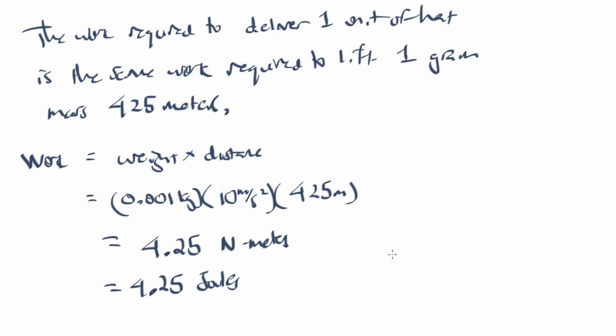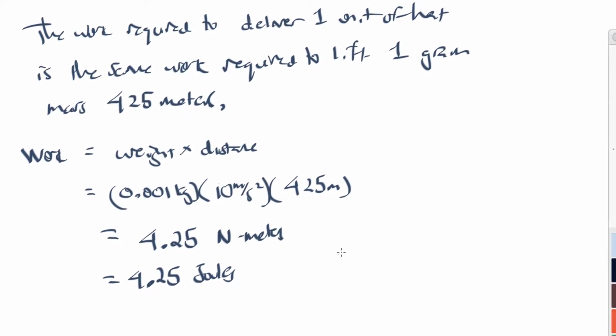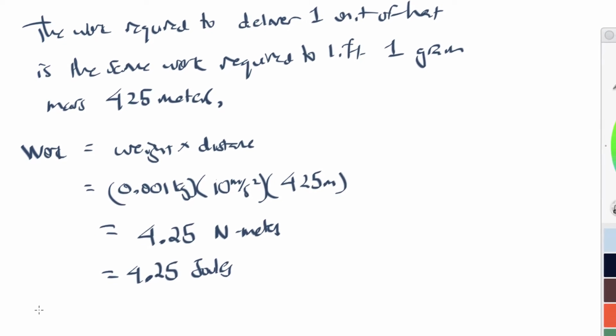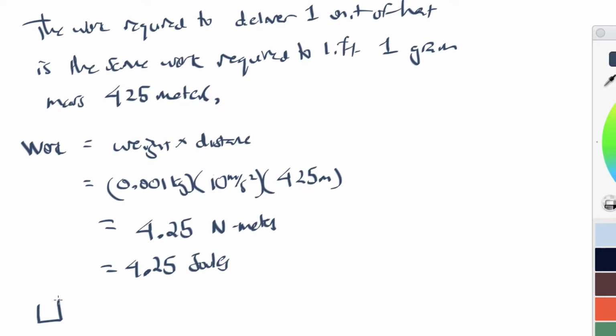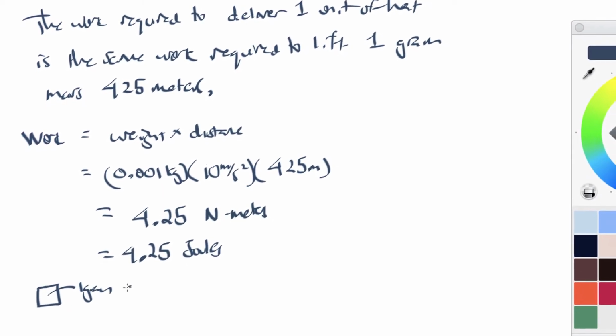Now, this is kind of abstract. It's 4.25 joules. You don't really have a sense of how much this is, but maybe to give you a sense of this, suppose I were to take a 1 gram cube of water. So this is a 1 gram cube of water.